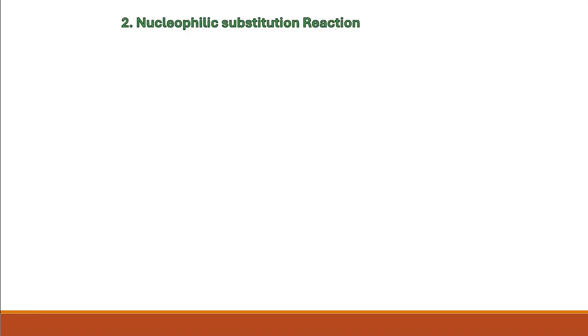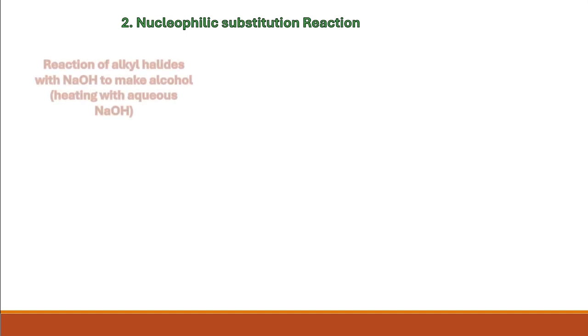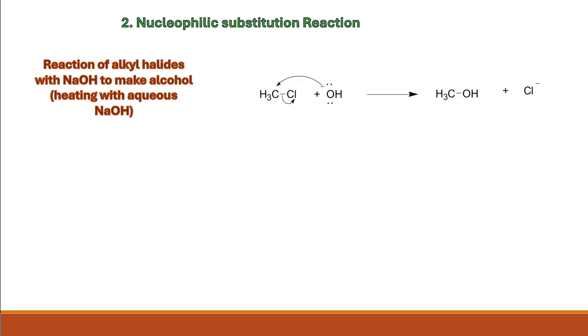The second reaction is the nucleophilic substitution reaction. Nucleophilic substitution is the type of reaction which we see with halogenoalkanes with different nucleophiles. So the first one is the reaction of halogenoalkanes, or alkyl halides, with sodium hydroxide to make alcohols. Remember that sodium hydroxide can act as a nucleophile or as a base to give you different products with halogenoalkanes. That will depend on the reaction conditions. So if you heat with aqueous sodium hydroxide, then the hydroxide ion will act as a nucleophile and the halogenoalkane will undergo a substitution reaction, or nucleophilic substitution reaction.